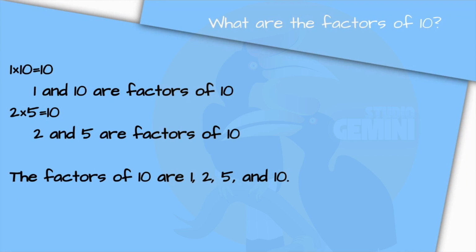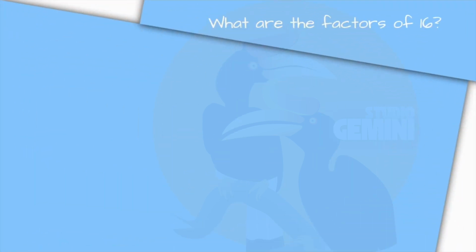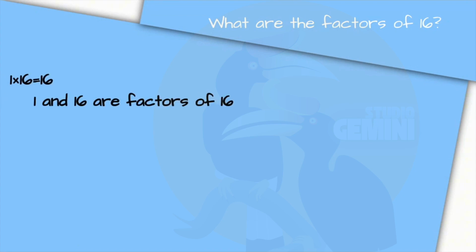Let's look at another example. What are the factors of 16? Again, to find the factors, we need to identify which whole numbers can be multiplied by another whole number to equal 16. To begin, 1 times 16 equals 16, so 1 and 16 are factors of 16.